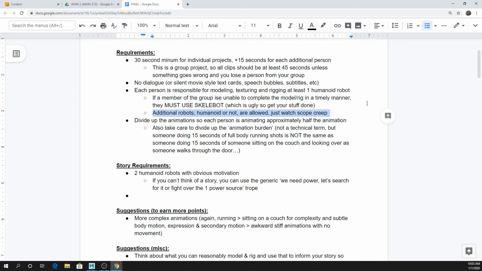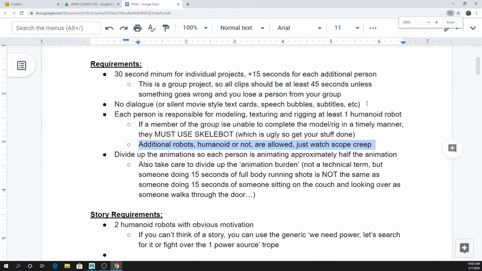So the required robots are 1 humanoid robot. If you want to chuck in extra robots, I won't stop you. Just watch out for scope creep. I'll leave it up to your discretion, what you feel comfortable with. The thing that I usually recommend is if you're gonna do an extra robot, start working on it early, make sure it's finished early enough so you're not worrying about it week 9. Or you could take the route of making it non-essential to the story. So it's cute if it's there, but if it's not there, it's not going to be some crushing blow to your story that makes it totally incomprehensible.